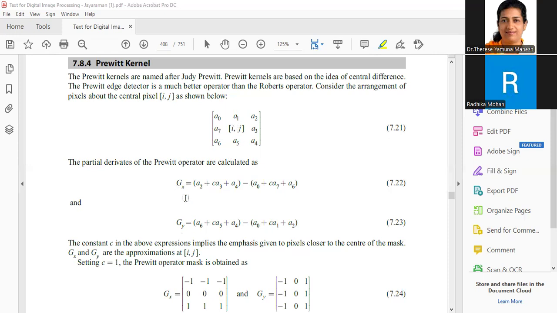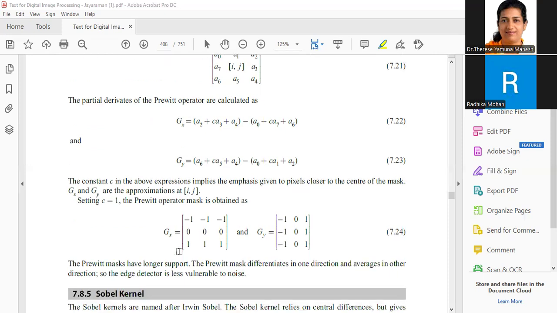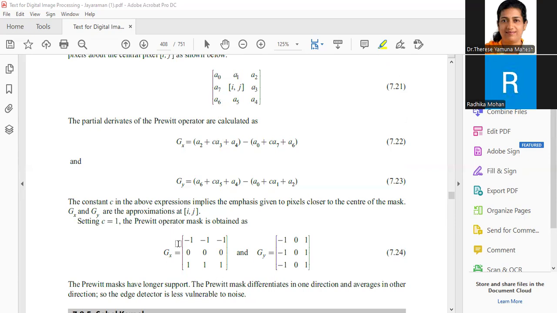This is gx, this is gy. So gx will be -1, that is a0, written correctly here: -1, -1, -1, a0, a1, a2, and here it will be a6, a5, a4, this one.